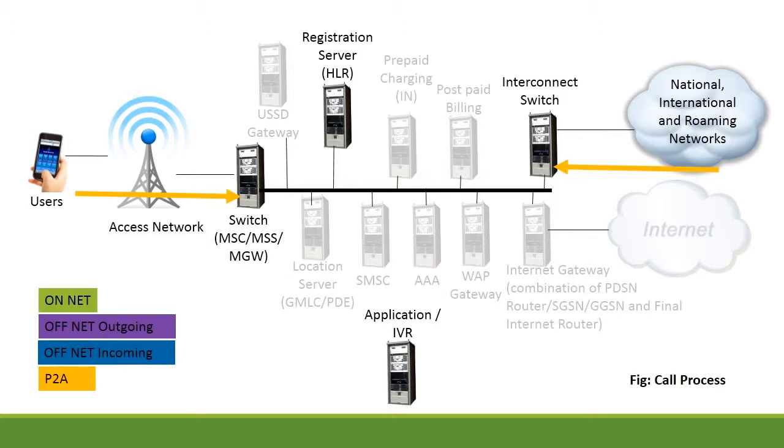Now in case of a peer-to-application call, it can come from a user or a third party or any other network. The call will come to the serving MSC from the user. Again, the call can come to the interconnect switch from a third party or other network. For both cases, the switch will forward the call to the application. When a call comes to the MSC from the user, in some cases the MSC sends it to the HLR for authorization and processes it, while in some other cases the call is routed to the application.